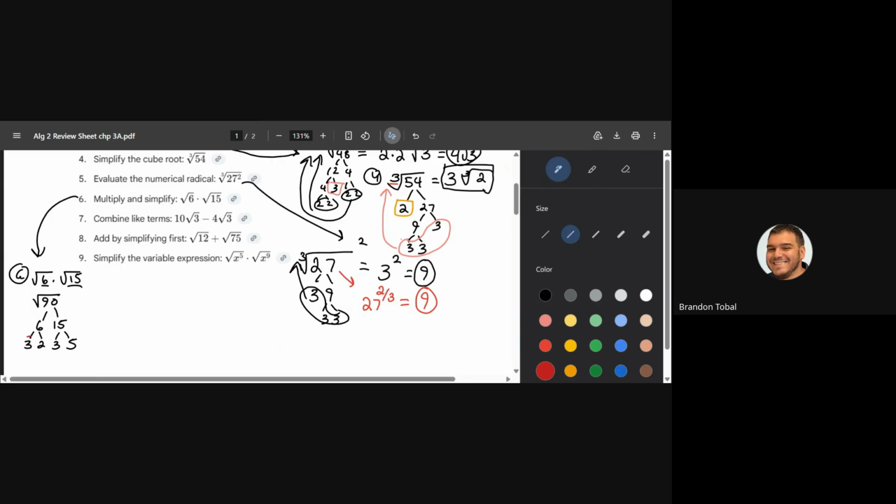So in this scenario, 3s are good. So I circle those. That's going to go on the outside. Leftovers, I see a 2 and I see a 5. So that's going to go on the inside. So it's going to be 3 root 2 times 5. Or to clean up completely, 3 root 10. So the final answer for that one is 3 root 10.